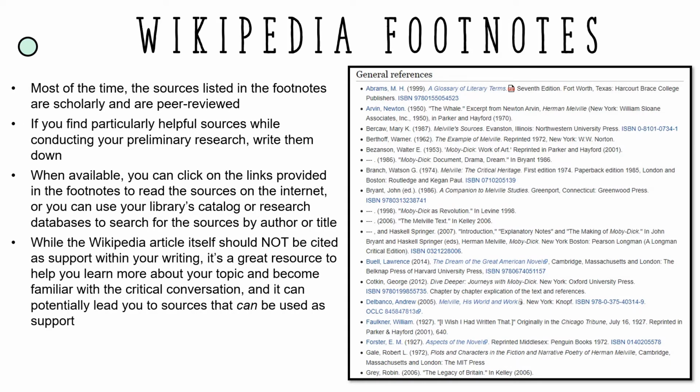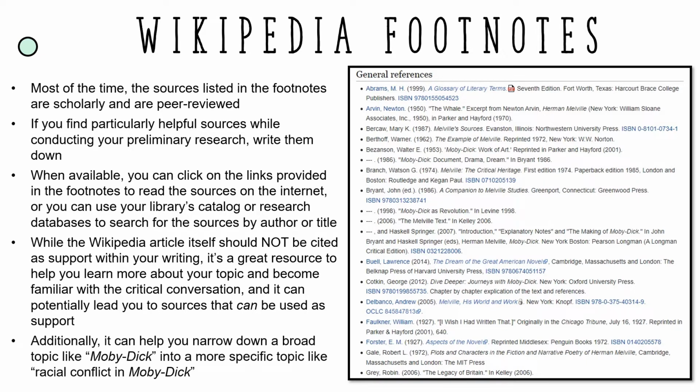So, while the Wikipedia article itself should not be cited as support within your writing, it's a great resource to help you learn more about your topic and become familiar with the critical conversation. And it can potentially lead you to sources that can be used as support in your writing. Additionally, it can help you narrow down a broad topic like Moby Dick into a more specific topic like racial conflict in Moby Dick.